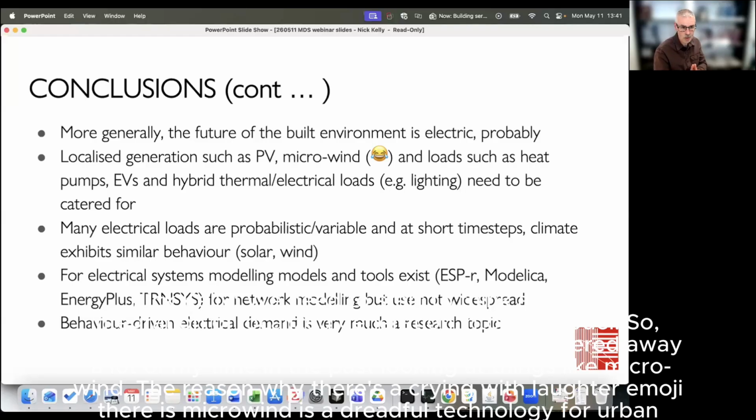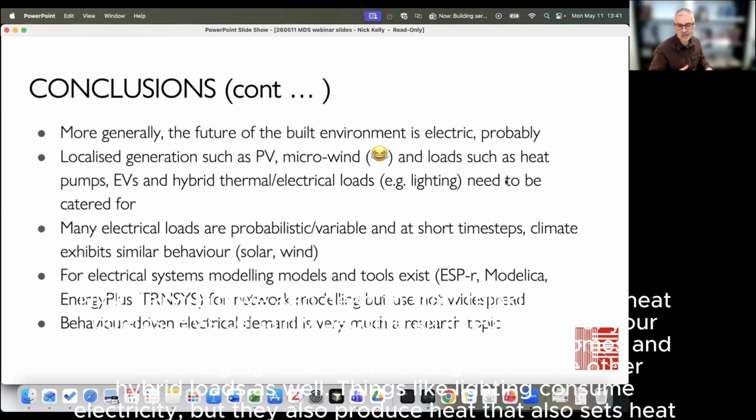So this one focused very much on PV, but I've frittered away a lot of my time in the past looking at things like micro wind. The reason why there's a crying with laughter emoji there is micro wind is a dreadful technology for urban areas. It contributes almost nothing in comparison to things like PV. But we also need to start thinking about heat pumps. EVs suddenly become an integral part of your building load, particularly if you're looking at homes and home charging.